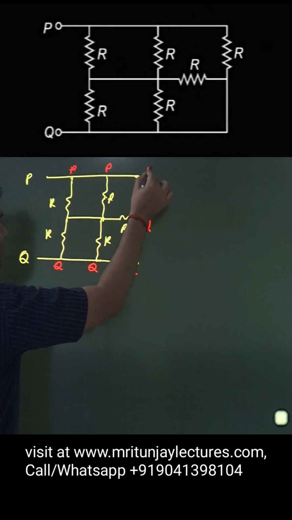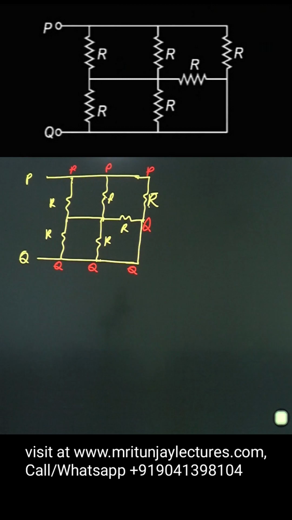Similarly, that point is P and that point is P. Clear or not? Same thing. Now next one, if this one is X, then this is also X. Okay, clear or not? After that, if you redraw the circuit again, this one is P and that is Q. Clear?